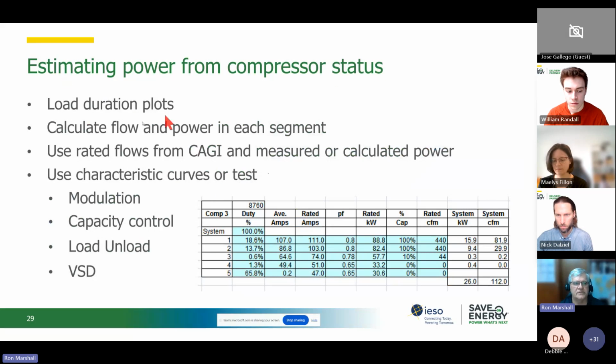Estimating power from compressor status. So using load duration plots, we can calculate flow and power in each segment for each compressor, multiply them out and add them together. We could use rated flows from KGI sheets, right, to help us with calculation and determine the mode of operation of each compressor: modulation, variable capacity control, load unload, or VSD.